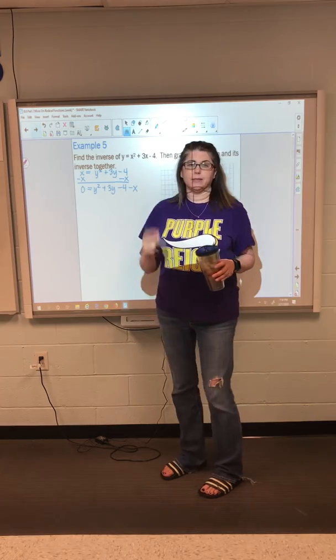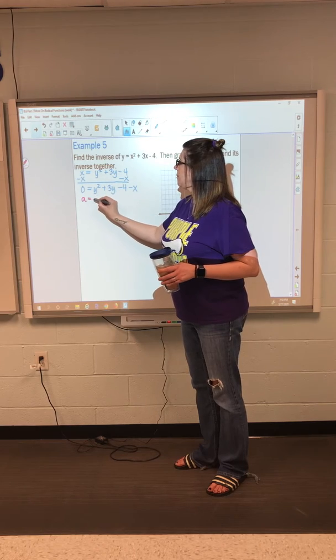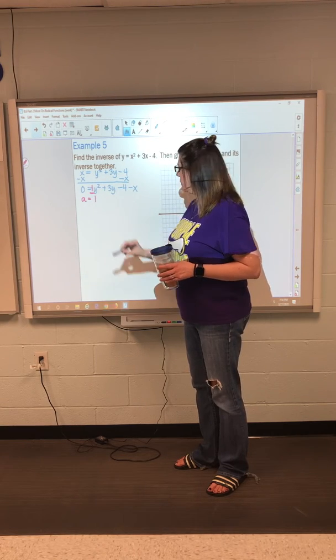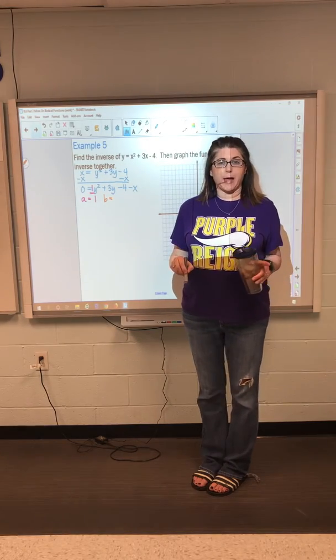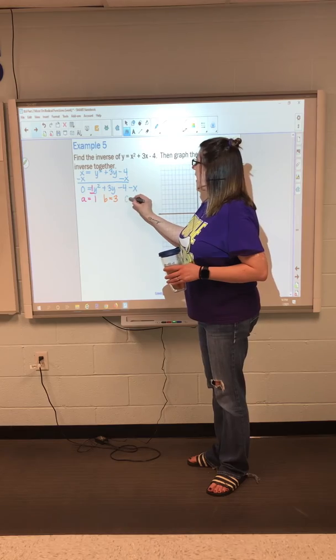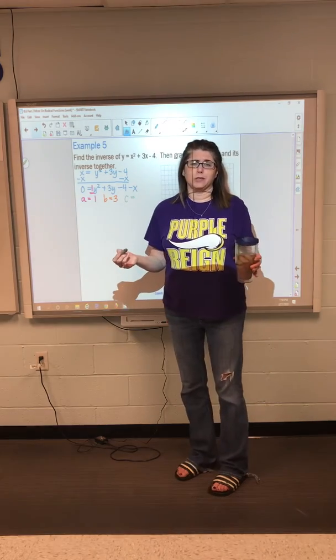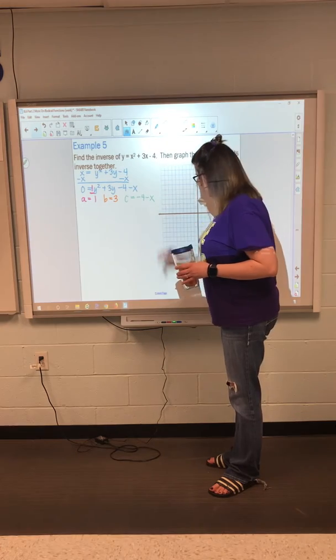Let's talk about a, b, and c. A is your coefficient of your y squared. So for us, that means that A is going to be 1. B is your coefficient of your y to the first power, so we have a positive 3. C is going to be everything that's left. Remember that represents your constant, and so we have left a negative 4 minus x.